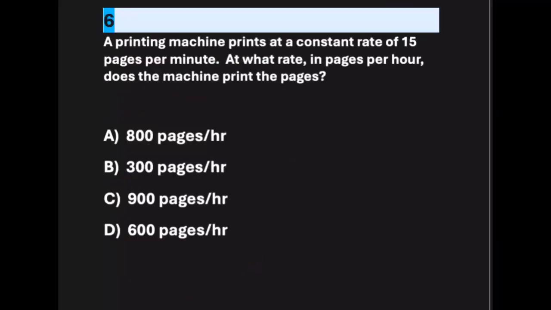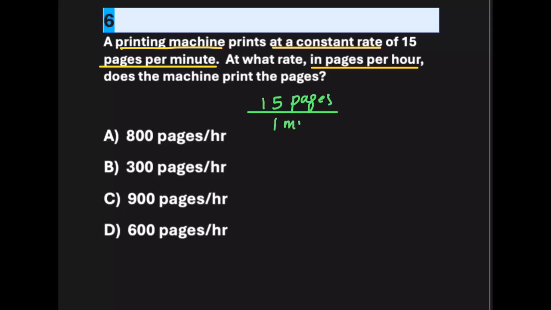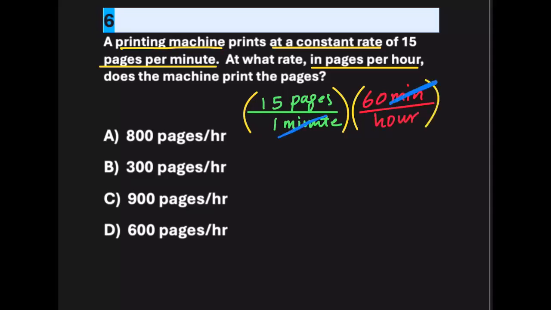Let's go for question number 6, and this is a conversion problem. You have a printing machine which prints at a constant rate of 15 pages per minute. They want you to convert that into pages per hour. So how do we convert that? We have 15 pages per minute, and we have 60 minutes in 1 hour. So the minute and minute cancel out, and 15 times 60: 10 times 60 is 600, and 5 times 60 is 300. So that's going to give you 900.